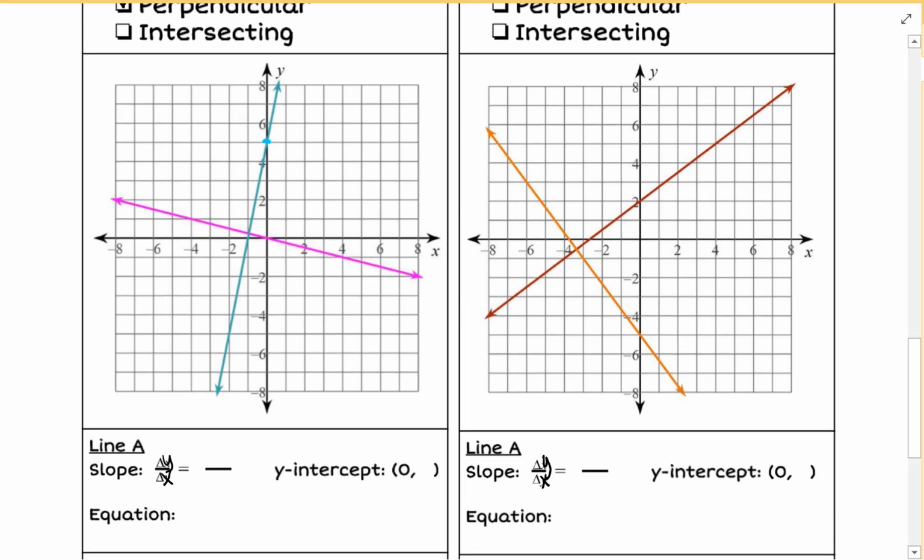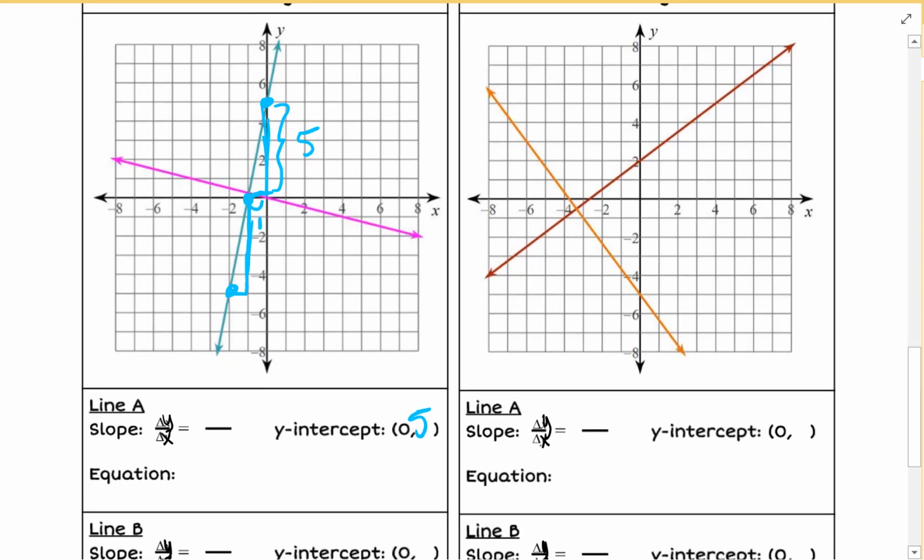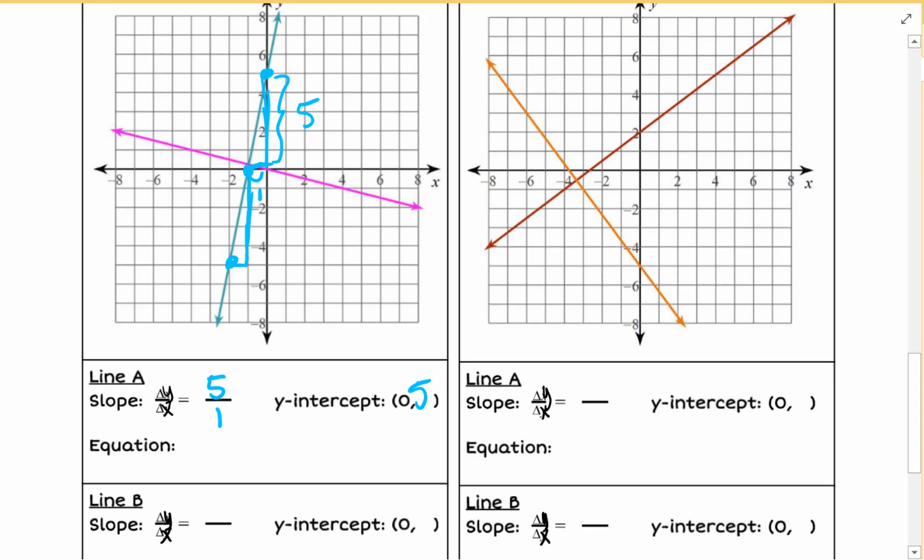Let's find some points. The y-intercept of this one looks to be +5. And I need to find another point. I believe this is another point. Delta y is 5 and delta x is 1. And as we look left to right, this line is very steeply increasing. So delta y over delta x would be 5/1, and because it's increasing, that's a positive slope. Y equals mx plus b. Oh, our slope and y-intercept happen to be the same here.